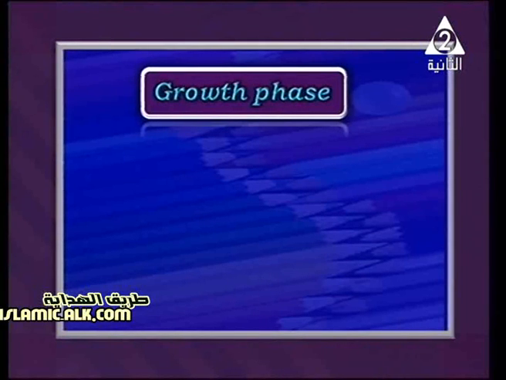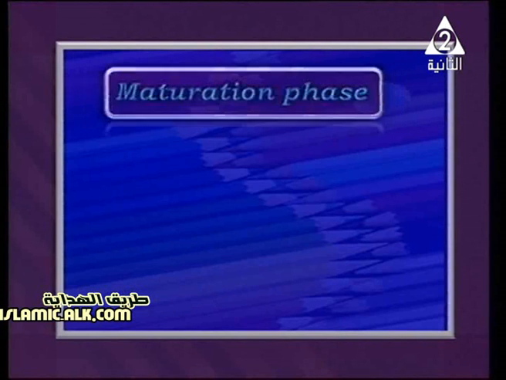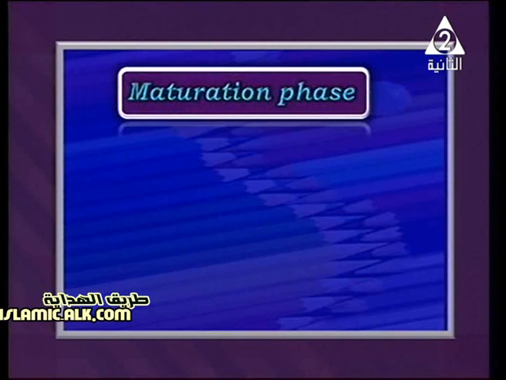So we studied the first one. Number two, the growth phase. The spermatogonia store an amount of food and are transformed into primary spermatocytes. So we have here primary spermatocytes, which are also diploid, carrying the full number of genetic material. The third one, after the growth phase, is the maturation phase, that's what we need right now.